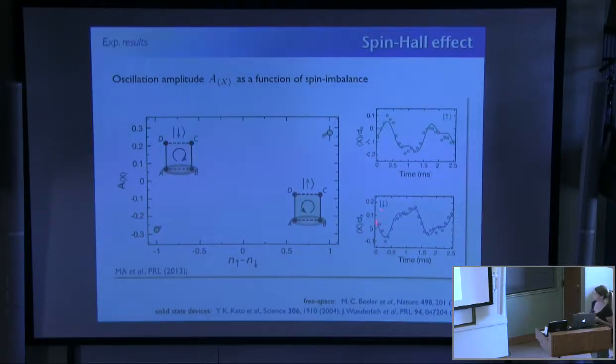And now if we look at the oscillation amplitude of this non-trivial motion perpendicular to the initial tunneling direction, we will find that it depends linearly on the spin imbalance that we have prepared. So if 50% of the atoms are spin up and 50% are spin down, then we don't see any non-trivial oscillation along that direction because it fully cancels out.